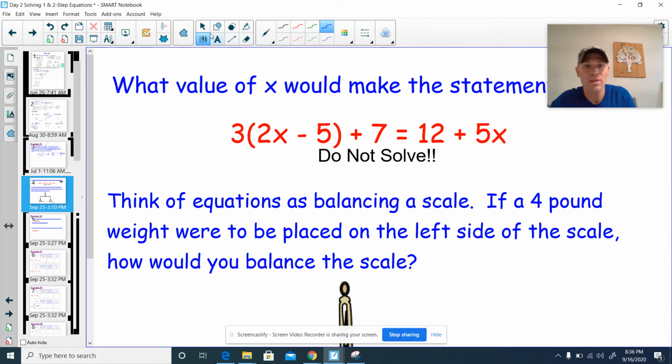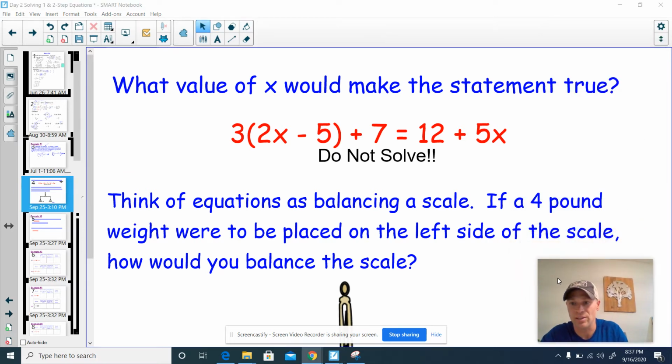So we want to think of equations as a scale. Okay? So we're not really going to do this problem here, but think about what you would have to do. Like, what would be the value of x to make the statement true? Okay, and so let me give you a little front loading, right?